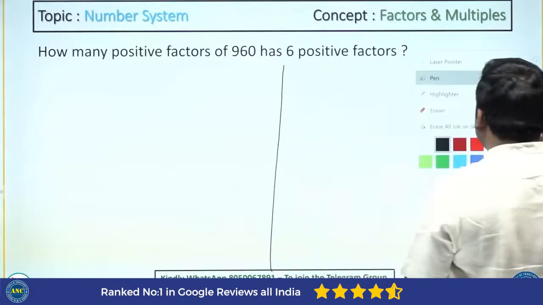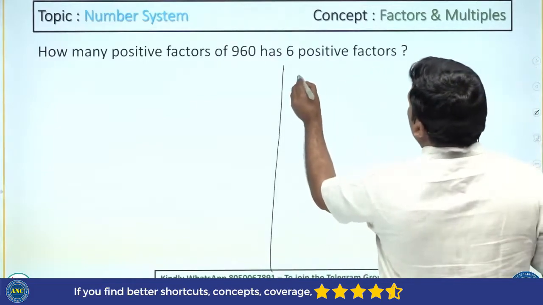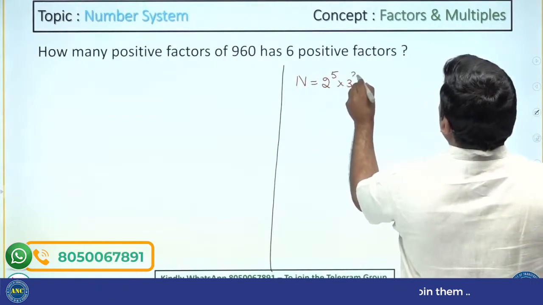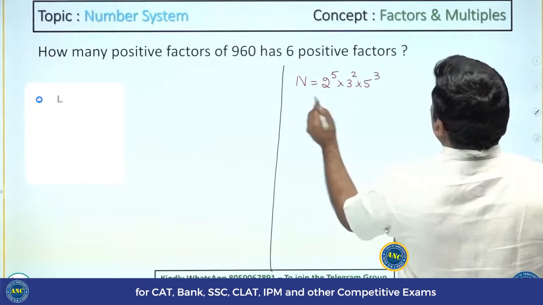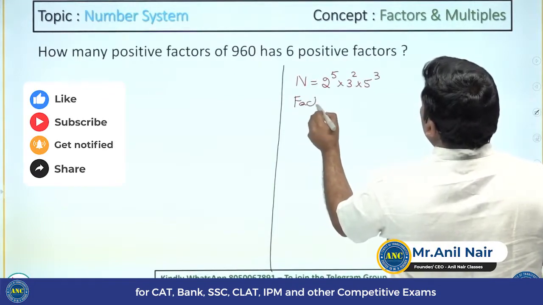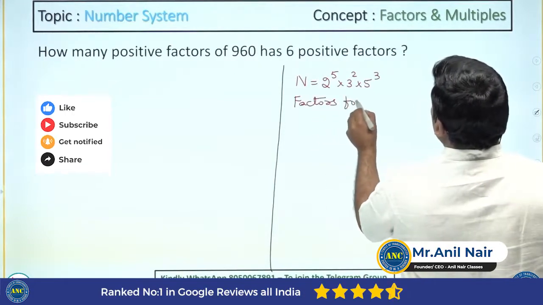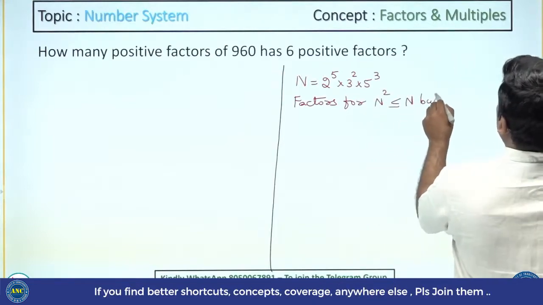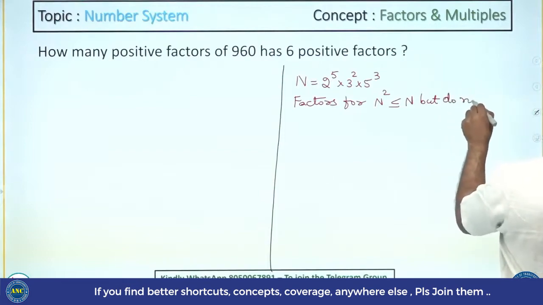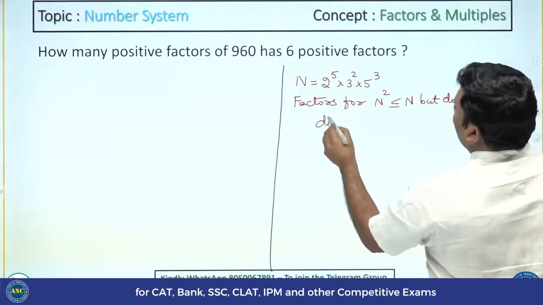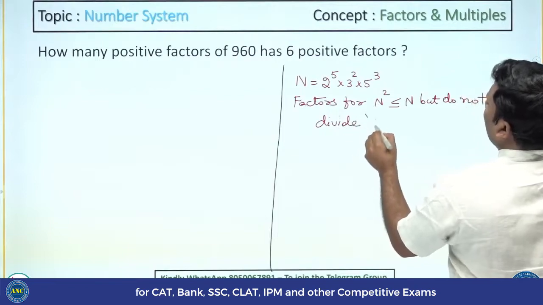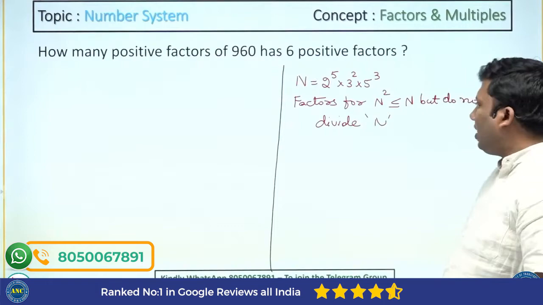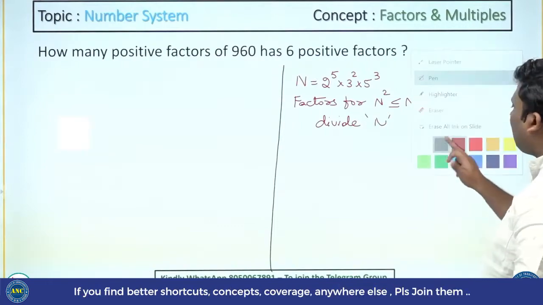Let us do it for a smaller number with 3 prime bases. N is 2 power 5 into 3 square into 5 cube. How many factors for n square are less than or equivalent to n, but do not divide n? You don't need to memorize any formula. Just logically if you solve, you will get the answer.